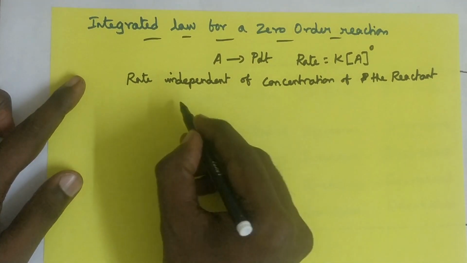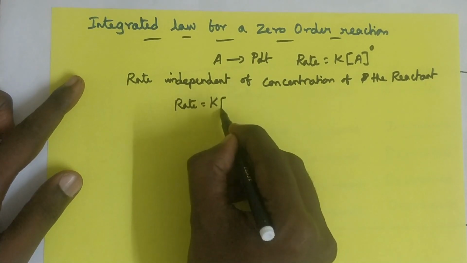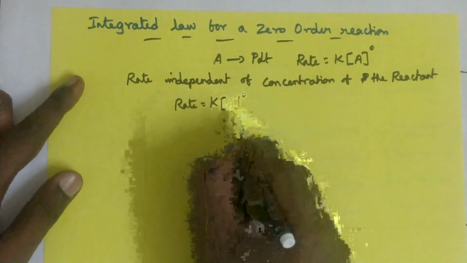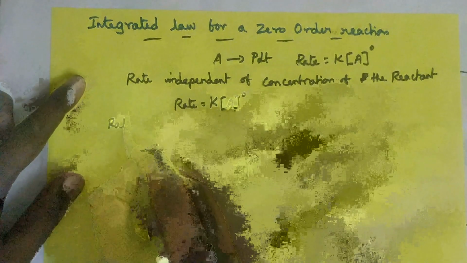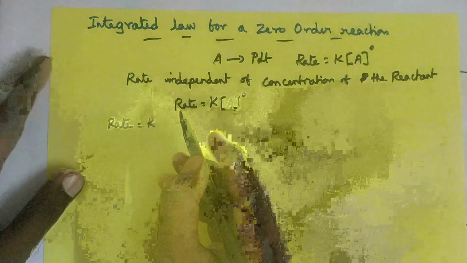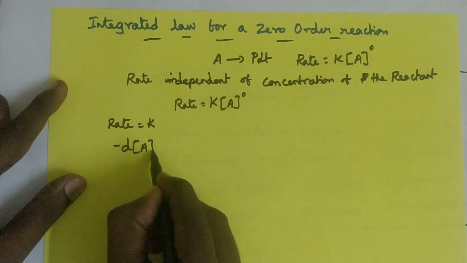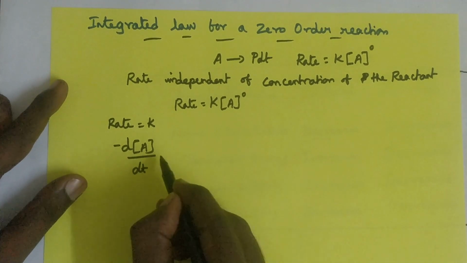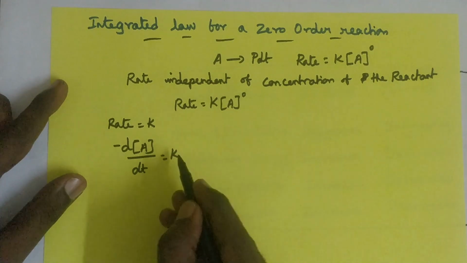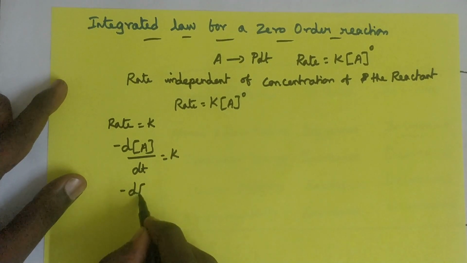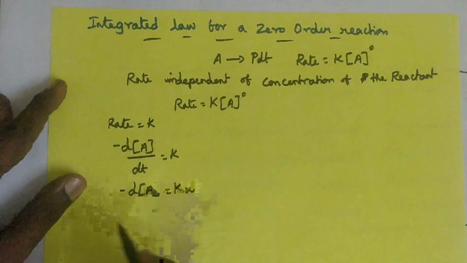In this case, rate equal to k into concentration to the power 0. Anything to the power 0 has the value 1. So rate equal to k. So the rate expression is minus dA by dt equal to k. This dt we take to the right hand side. So minus dA equal to k dt.